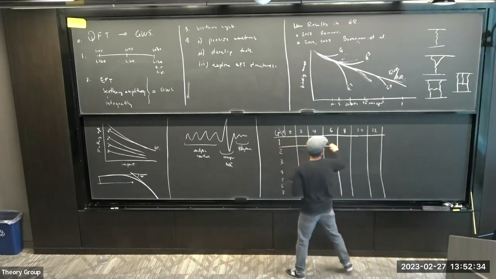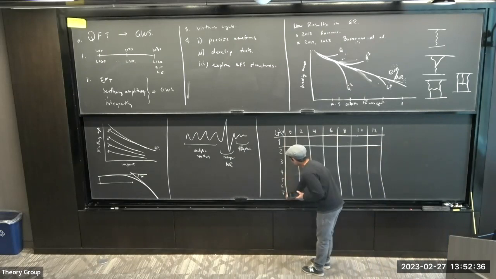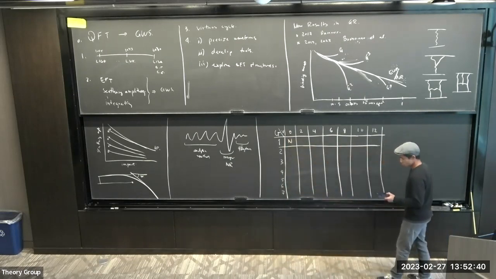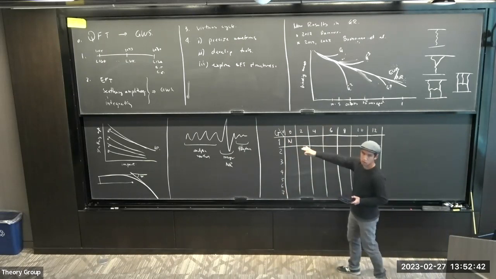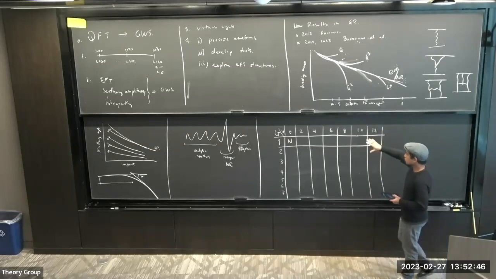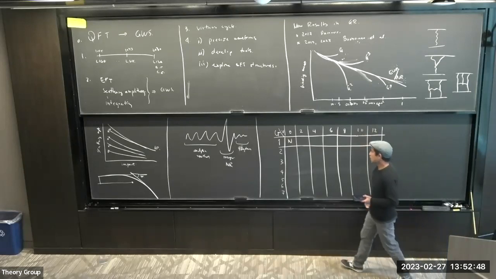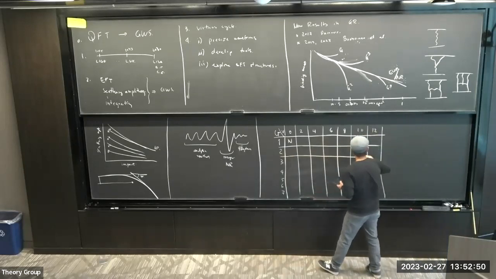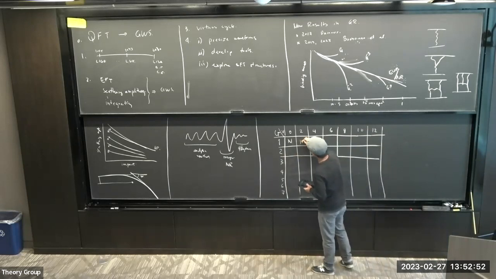So this box here was solved by Newton in the 1600s. That's Newton's law. So these are basically conservative corrections to Newton's law. And here is the first post-Newtonian correction.